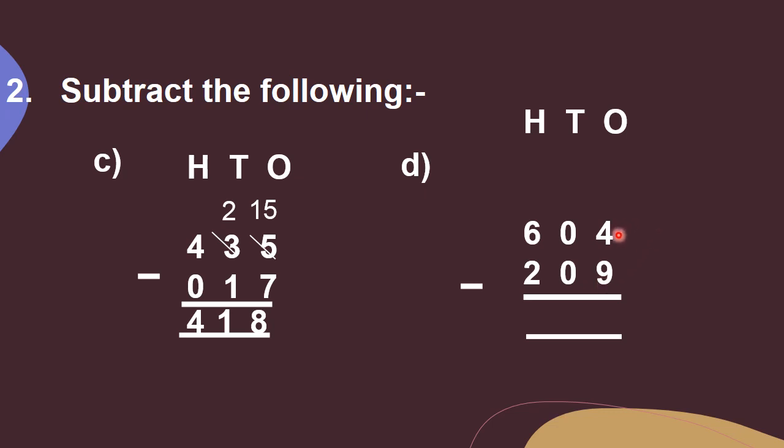But 4 is the smaller number than 9. So we have to take borrow. So ones place always takes borrow from tens place. But you can see here at tens place it is 0 given. So first of all, who will take borrow? That is tens place. So tens place will take borrow from hundreds place. So this number will become 10 because 0 plus 10 is equal to 10. And at hundreds place column, this number will become 5.